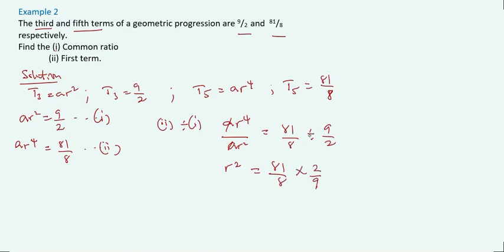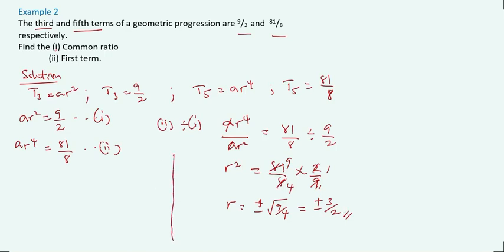When you change the division to times, you flip the fraction. So you have 9 divides 81 to give you 9, and 2 divides 8 to give you 4. So your R will now be equal to plus or minus square root of 9 over 4. So your R can be plus or minus 3 over 2. That is our common ratio.